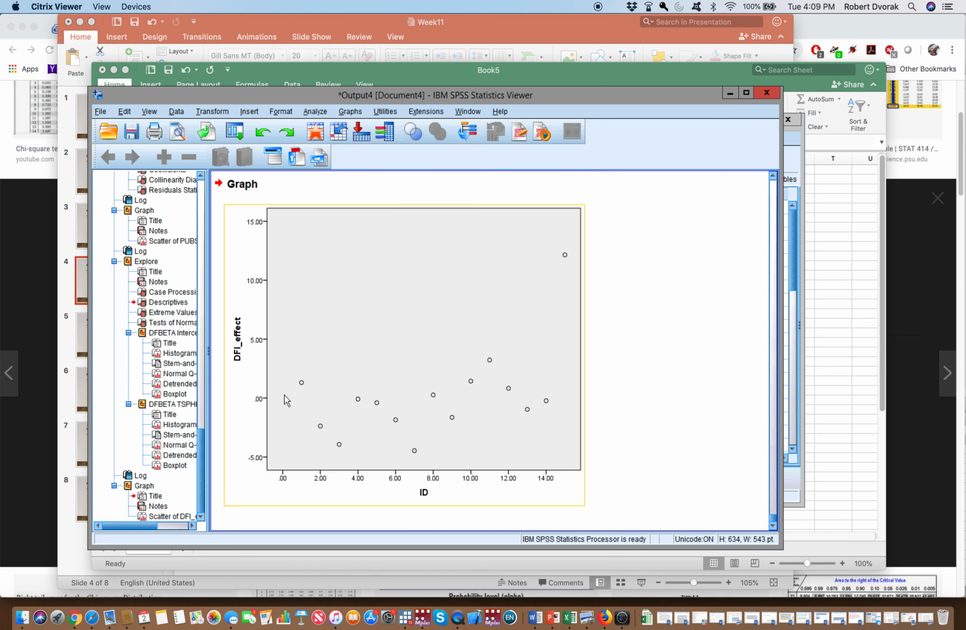And you can see that we have a fairly normal distribution of effects on the intercept across people, with one person causing a pretty dramatic effect. I would say that this guy is problematic for the intercept.